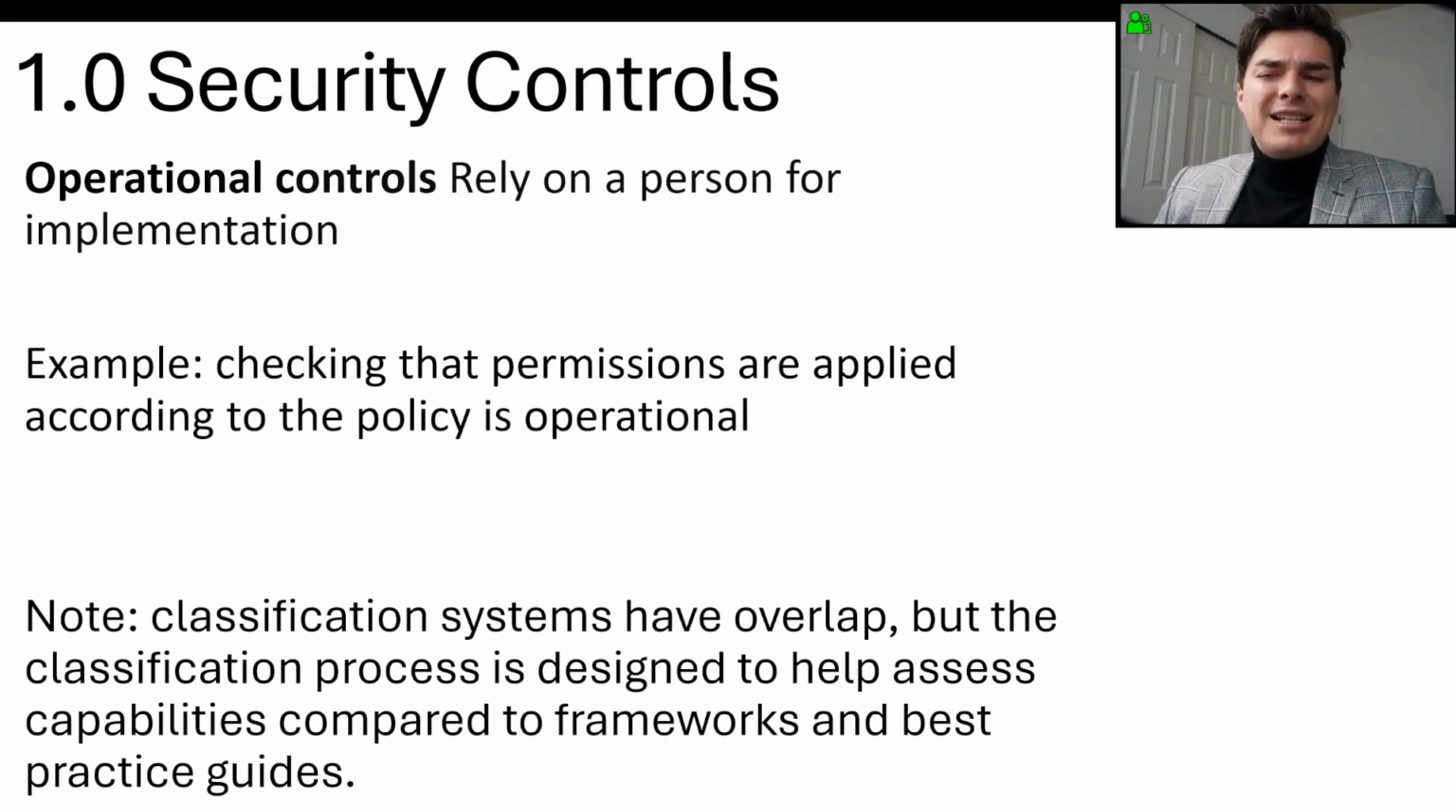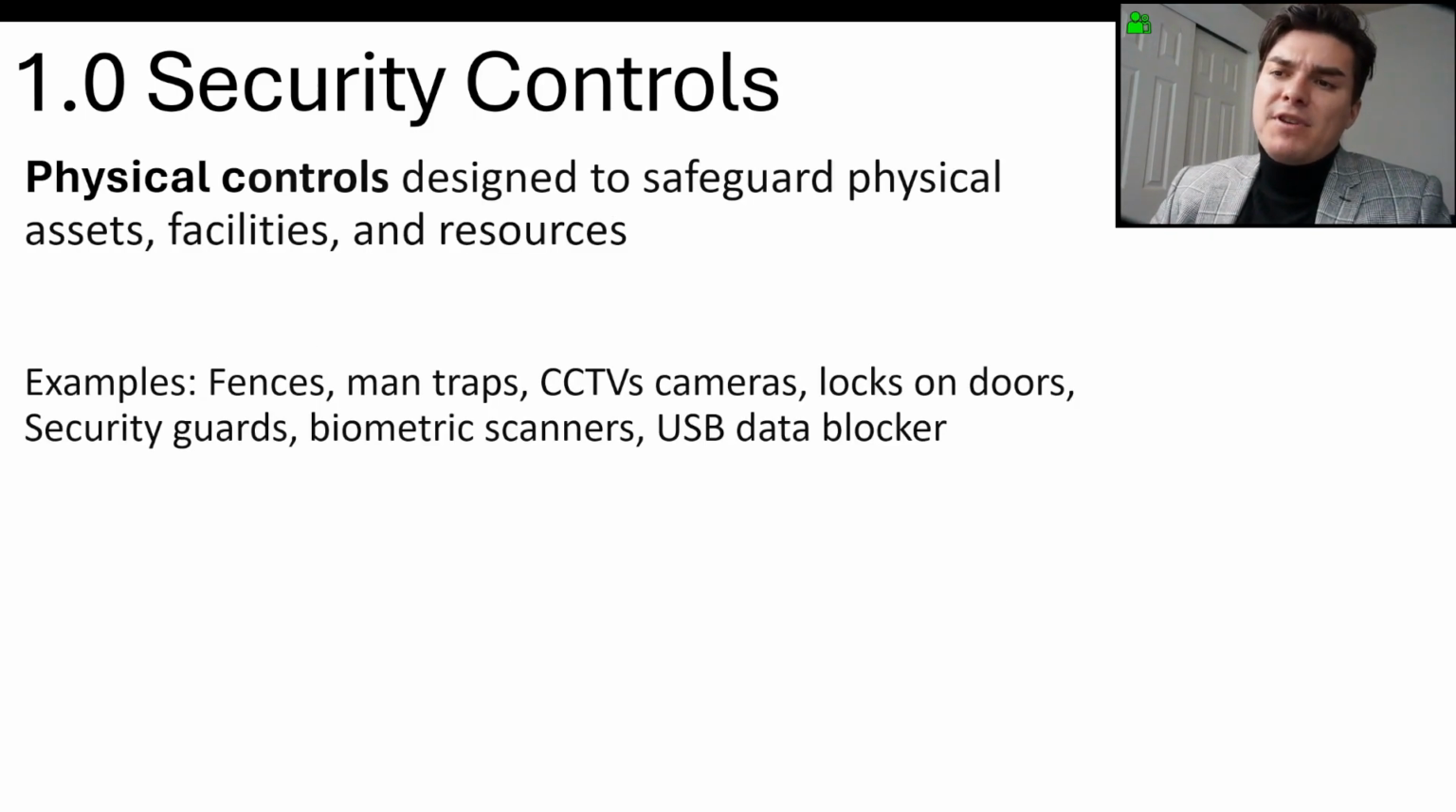And I want to note that classification systems do have some overlap, and it's designed to help you assess the capabilities compared to a specific framework. Now, an example of another operational control is that checking the permissions are applied to the policy is operational. So you may go in there and check that a file has the correct permissions for who can access that and who does not. Now, with physical controls, that's designed to safeguard the physical assets of the facility.